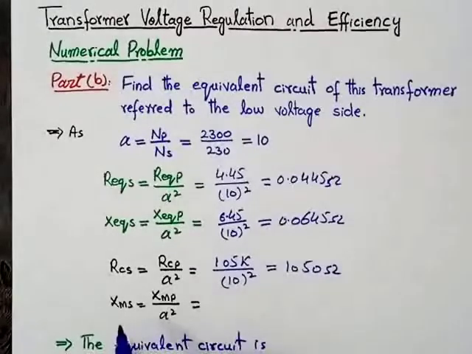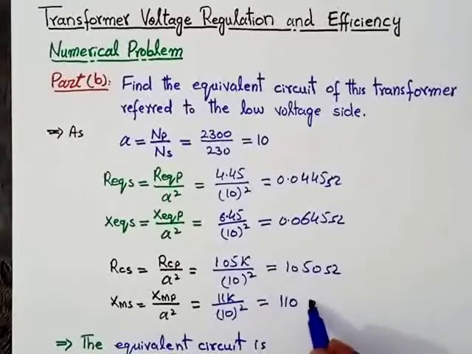Similarly, we will find the magnetizing reactance in the secondary. First of all, we put the value of magnetizing reactance referred to the primary side, which is 11k, and the value of a squared, 10 squared. After solving this, we get the value of magnetizing reactance referred to the secondary side equal to 110 ohm.